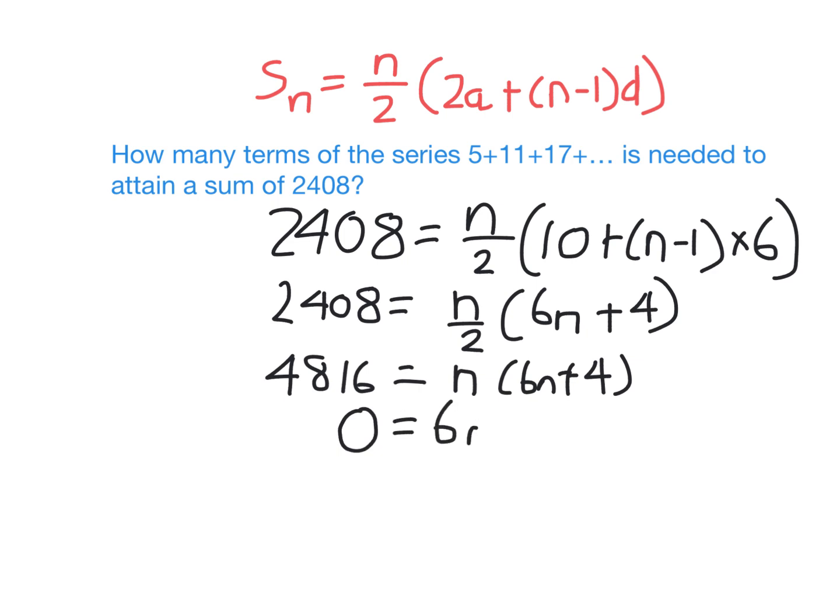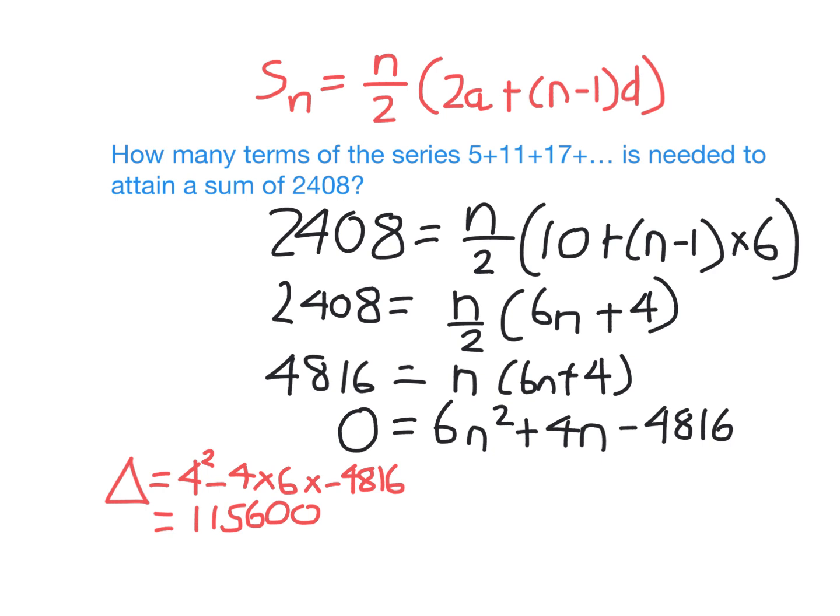So 6n times n, 4 times n, and what I have to do to make one side equal 0 is subtract this from both sides. I'll move it over there. I get minus 4816. So to solve this quadratic, since the number here is quite large, let's just use the quadratic formula.